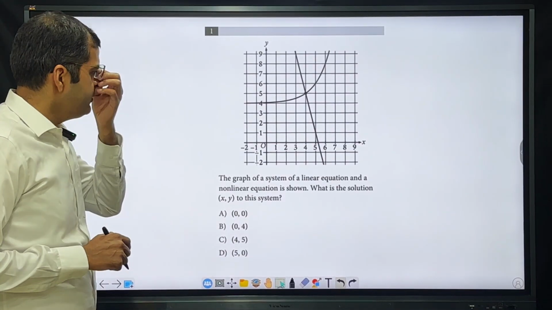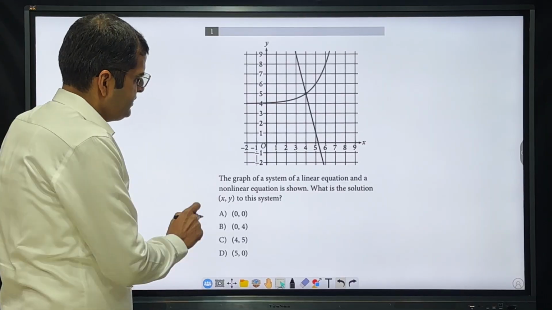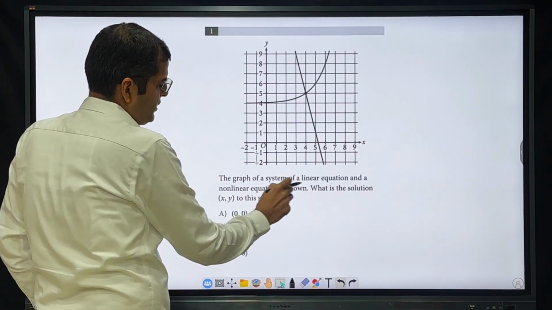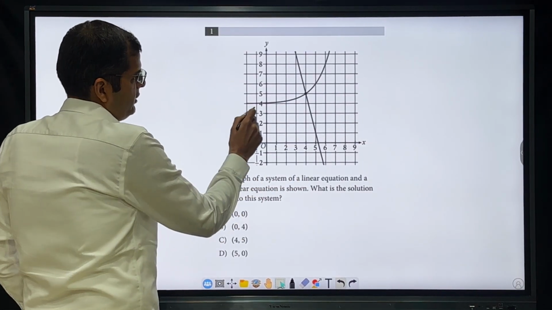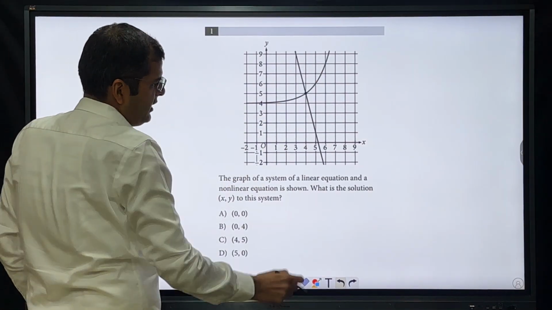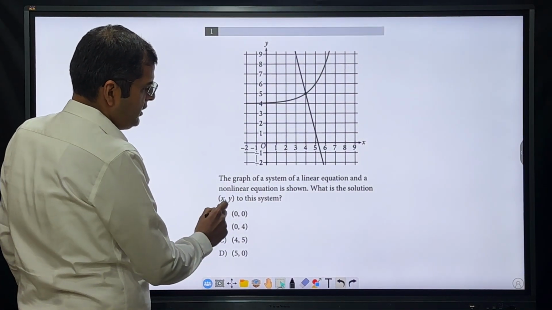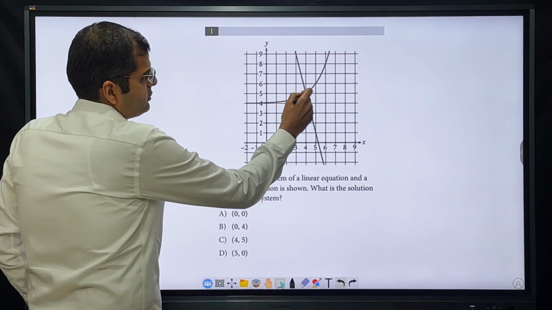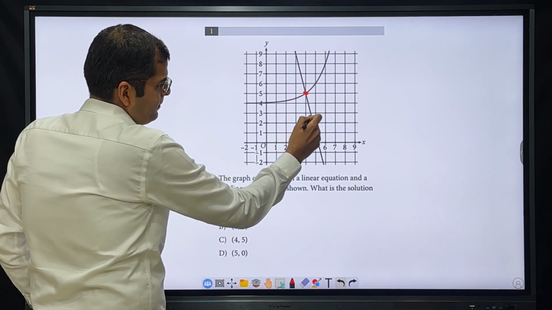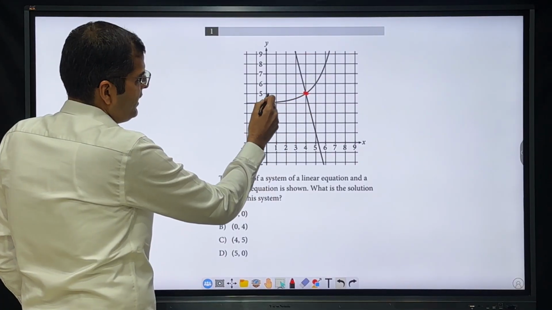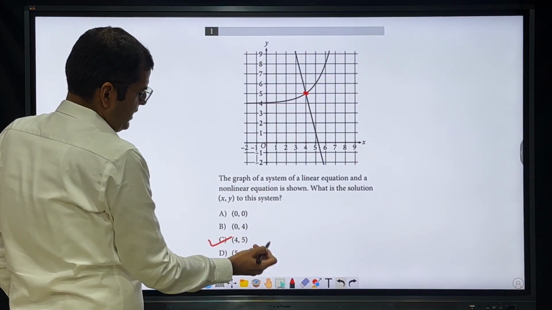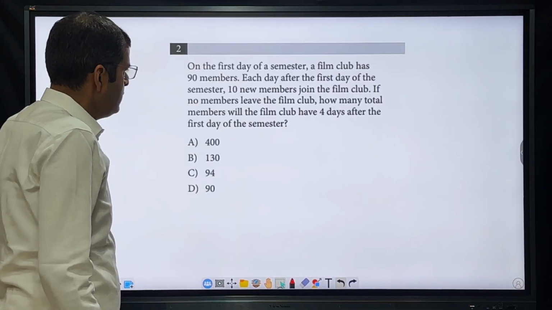So this is the first question. It's a pretty straightforward one. It says the graph of a system of linear equation and a non-linear equation is shown. So the curve is the non-linear equation and the line is the linear. What is the solution x, y to the system? Solution is the point of intersection, which is this point. So x is 4 here and y is 5. So 4, 5. Answer option C is the answer here.